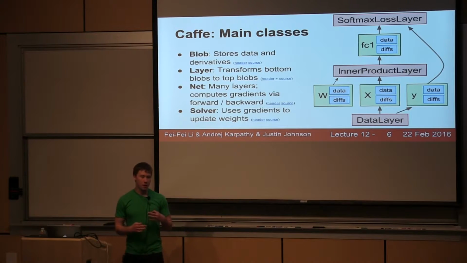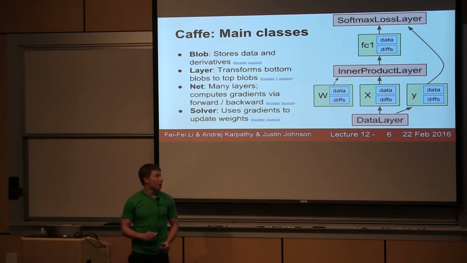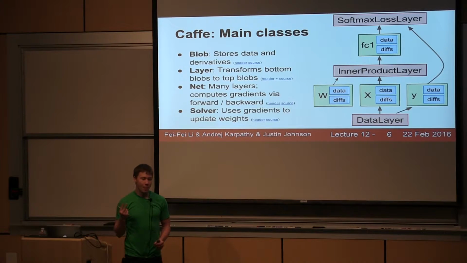Blobs are n-dimensional tensors, like you've seen in NumPy, except that they actually have 4 copies of an n-dimensional tensor inside. They have a data version of the tensor, which stores the actual raw data. And they also have a parallel tensor called diffs that Caffe uses to store gradients with respect to that data. That gives you 2. And then you actually have 4 because there's a CPU and a GPU version of each of those things. So you have data, you have diffs, you have CPU, you have GPU.